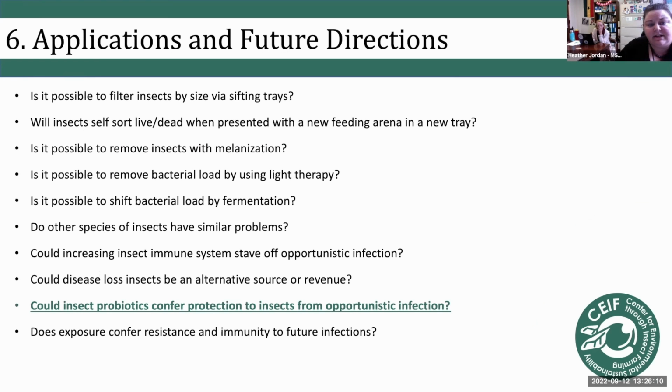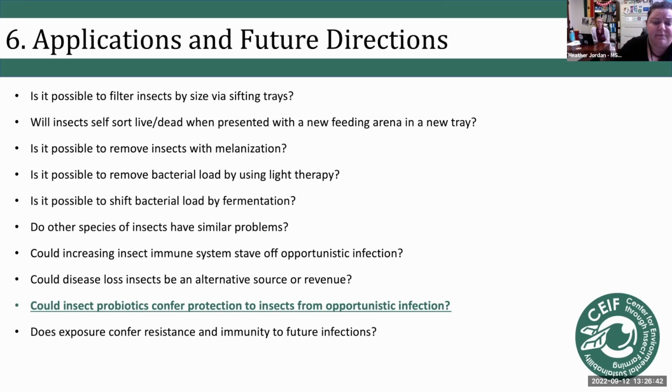So for the applications and future directions of this research, here are some things that came to mind. Is it possible to filter insects by size via sifting trays to reduce cannibalism? Will insects self-sort live and dead when presented with a new feeding arena in a new tray? Would that be a good way to sort out the live larvae from dead larvae? Is it possible to remove insects with melanization? That could be an automation or an engineering solution.